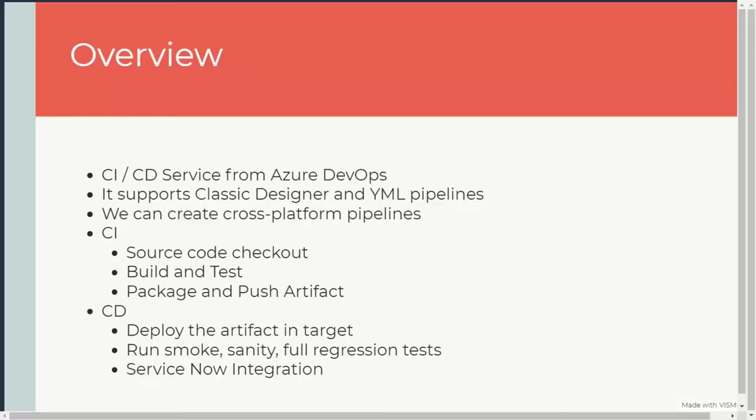And we can even configure it to run the full regression test suite. But those inputs the testing team will provide, and you just need to integrate with the application, mostly in Java. So this is how it will happen. But in .NET also we can do the same thing. Mostly we will use Maven. And apart from that, for the CD, there is the ServiceNow integration.